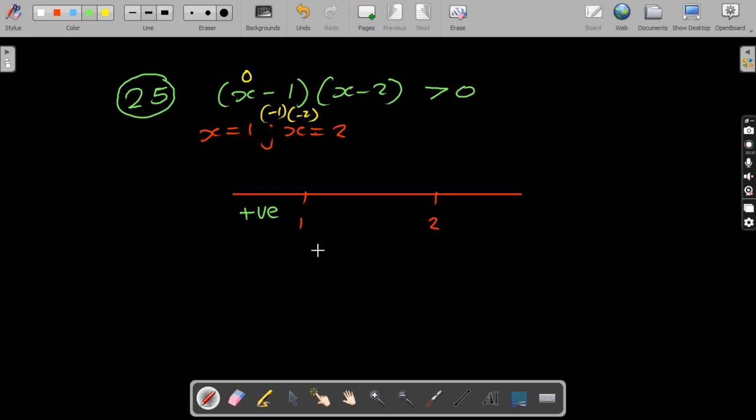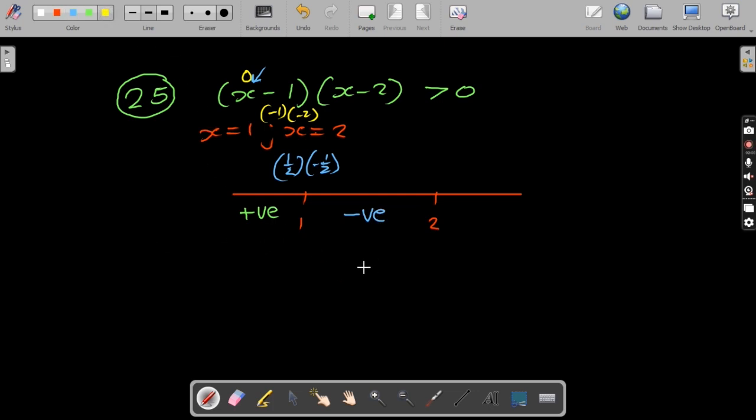Then if I pick a number which is between 1 and 2, let's say 1.5. If I substitute 1.5, I'll basically have a half here. If I put 1.5 there, I have negative a half. If I multiply these two, the sign will be negative. So in between, I have a negative sign, right?